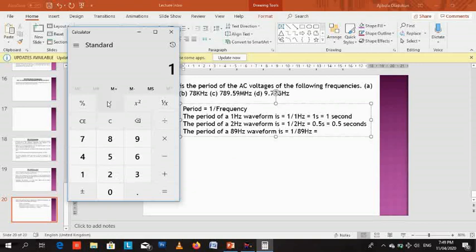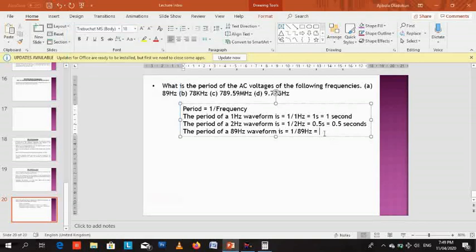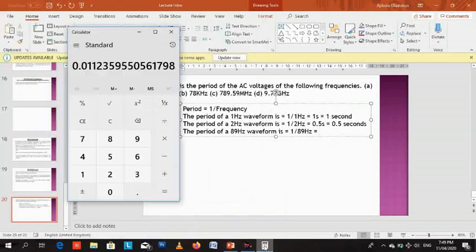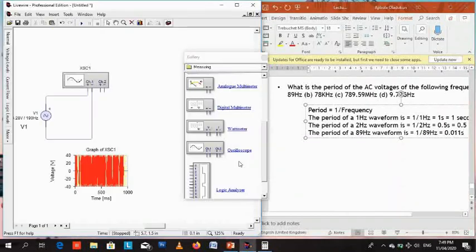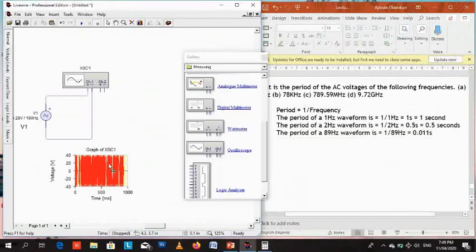1 over 89 gives us 0.0112, which is approximately 0.011 seconds. So this means that it takes 0.011 seconds for an 89 hertz frequency signal to have one complete cycle. So that is the time it takes for it to have one complete cycle.